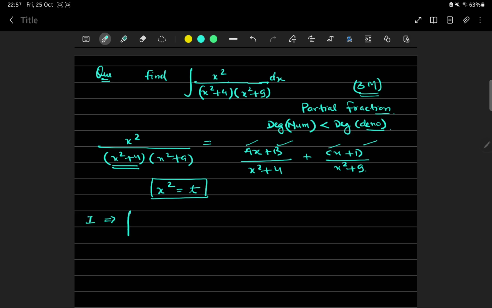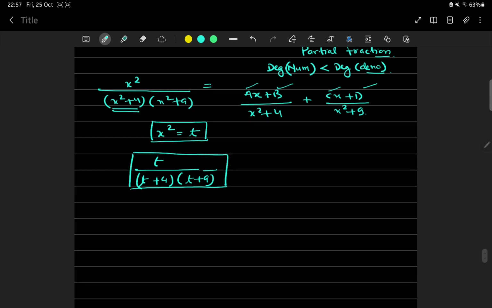The question will become I equals integral t upon t plus 4 and t plus 9. Okay, so we will take this part only. Now taking this, we will try to apply the partial fraction. We will find the value of a and b. So this can be written as t upon t plus 4 into t plus 9 equals a upon t plus 4 plus b upon t plus 9.